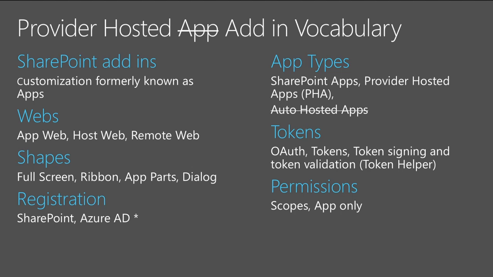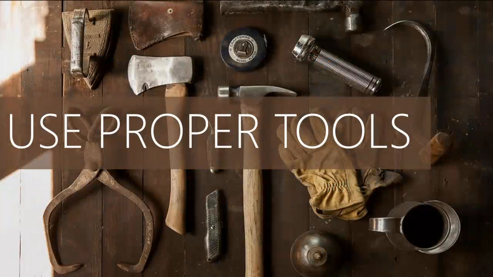And auto-hosted apps. The reason we put it up there and we scratched it off is because you will still see it in the tooling. However, auto-hosted apps are deprecated and we're not supporting those anymore. So that's not something you can build on anymore. As far as tokens, we'll talk a little bit about the different types of tokens and permissions as well. This is just to get you into the vernacular of what we're going to be building.